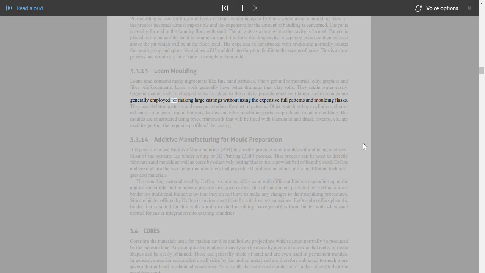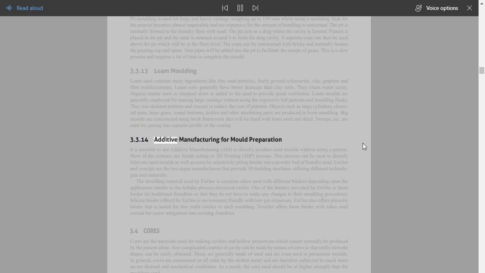Loam molds are generally employed for making large castings without using the expensive full patterns and molding flasks. They use skeleton patterns and sweeps to reduce the cost of patterns. Objects such as large cylinders, chemical pans, large gears, round bottoms, kettles, and other machining parts are produced in loam molding. Big molds are constructed using brick framework that will be lined with loam sand and dried. Sweeps, etc. are used for getting the requisite profile of the casting.